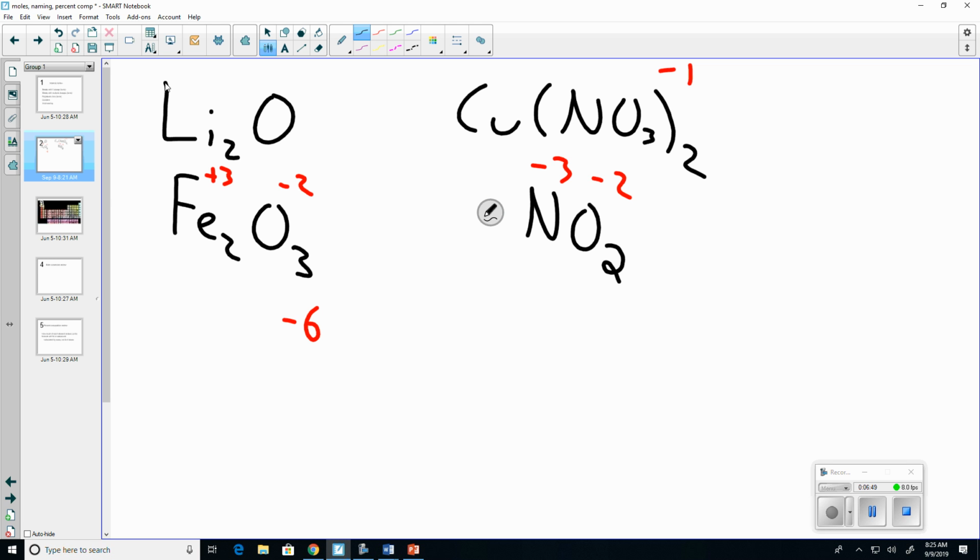So instead, you use those Greek prefixes. There's 1 nitrogen, there's 2 oxygen. This is nitrogen dioxide. And actually, in the same lab that we make copper 2 nitrate, we'll make nitrogen dioxide, which is a brown toxic gas. We have to do that reaction in the fume hood. So nitrogen dioxide, because it's all covalent.